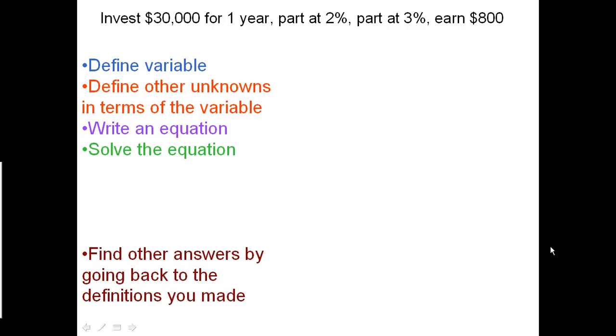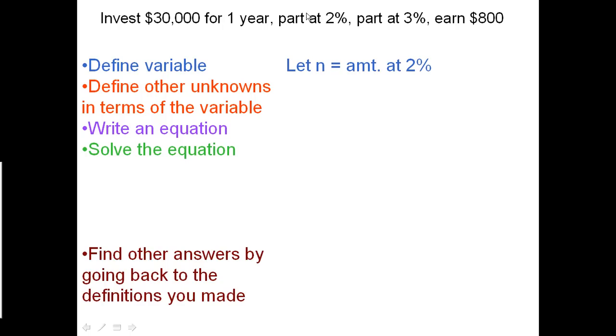Well, we're going to define a variable. I can say let n equal the amount at 2%. I chose the amount at 2%. Define the other unknowns in terms of that variable. Well, if n dollars was invested at 2%, the rest of it, or $30,000 minus n, had to be the amount invested at 3%. Okay?